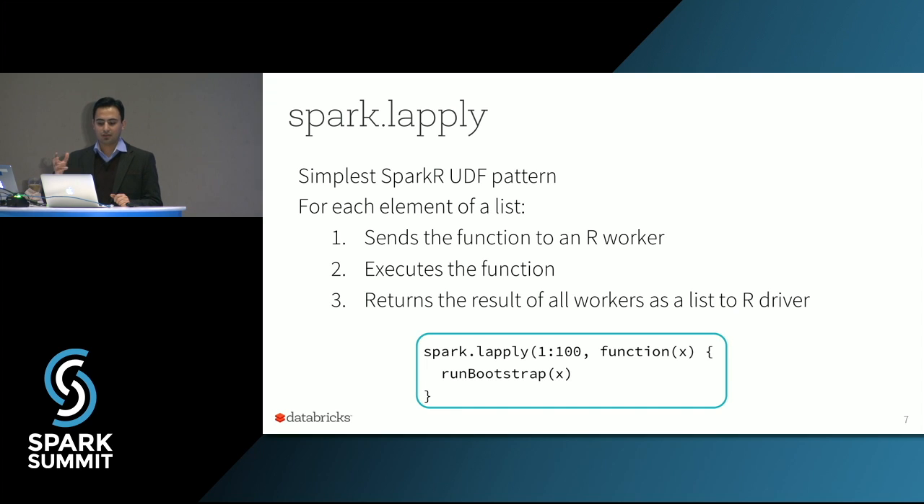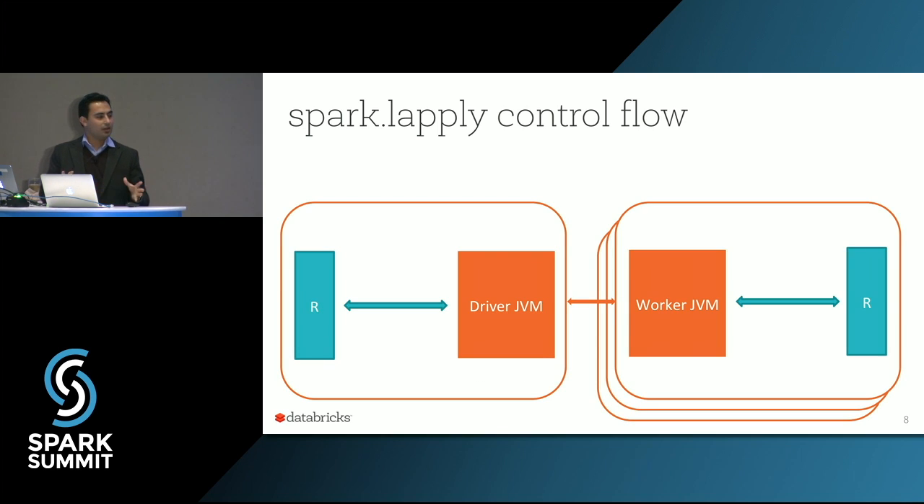And this is the signature. Basically, this is telling it for a list of 1 to 100, run this function. So as I said, this is the simplest one and very easy to understand. But what happens under the hood? Let's go back to our architecture diagram and imagine a user typed that snippet of code that I just showed.